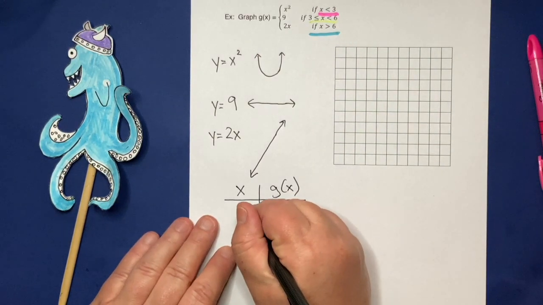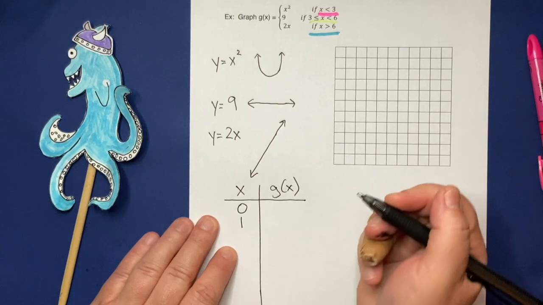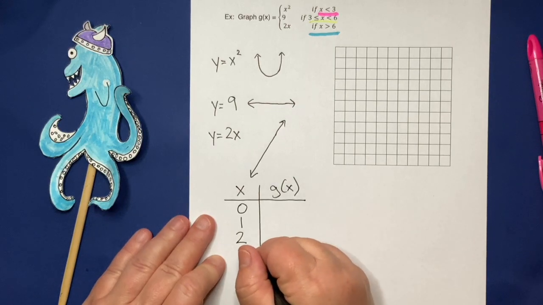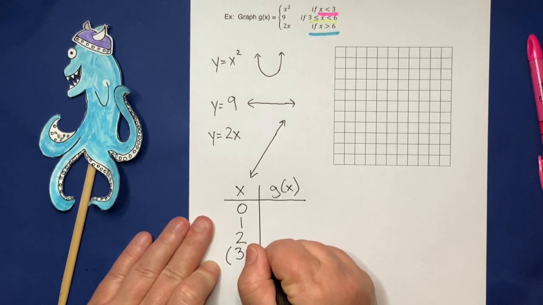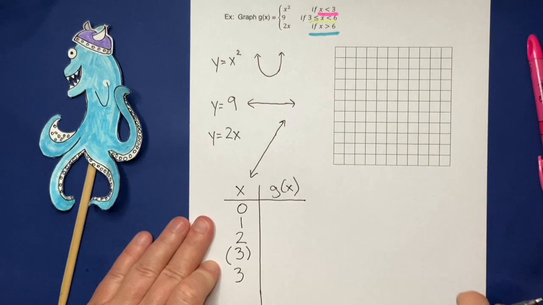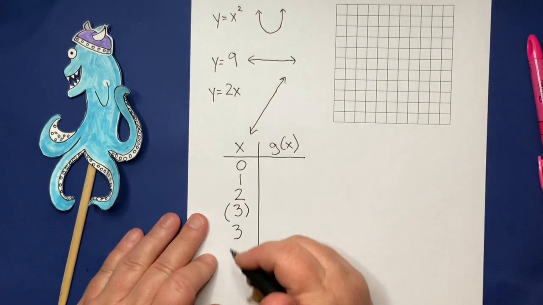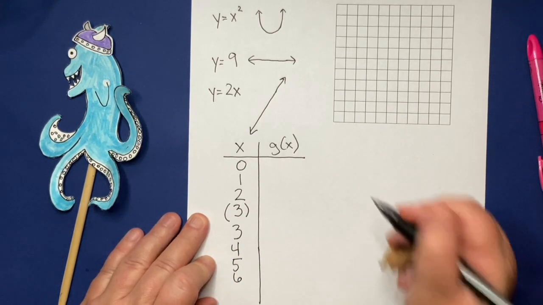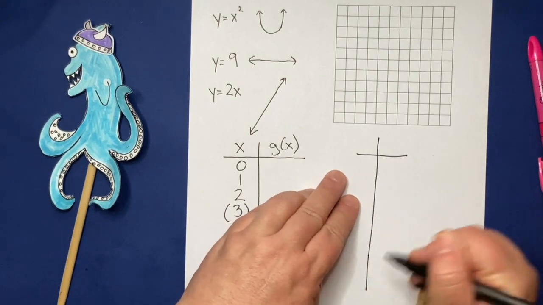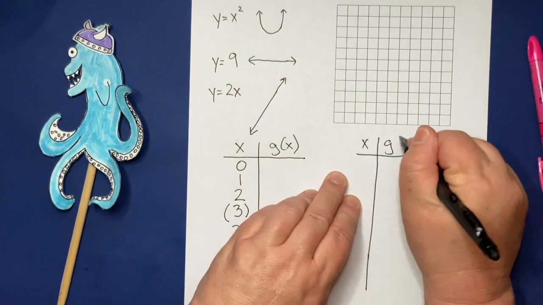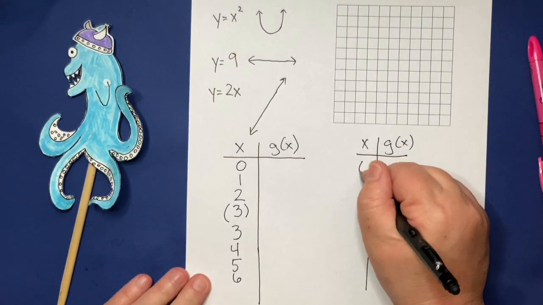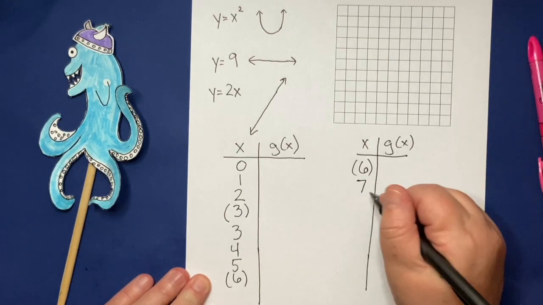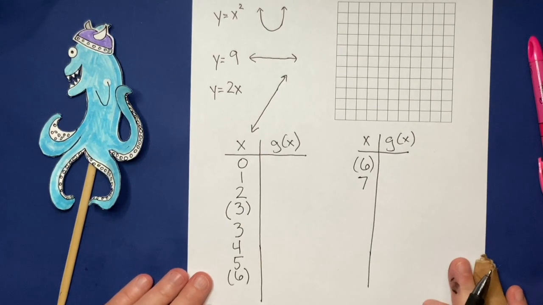So I'm going to go ahead and do 0, 1, 2, and then 3, and then 3, and then 4, 5, 6, and then 6. I should put these both in parentheses, and then 7, and that's as far as I'm going to go for right now.